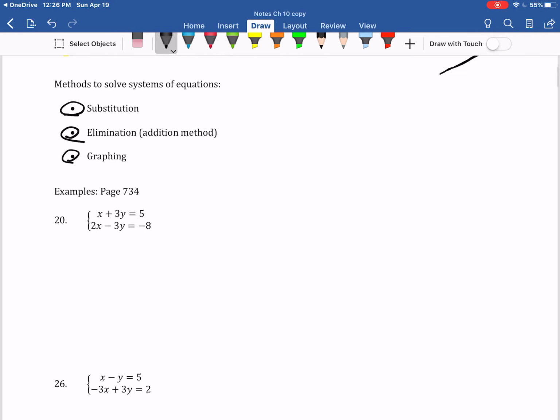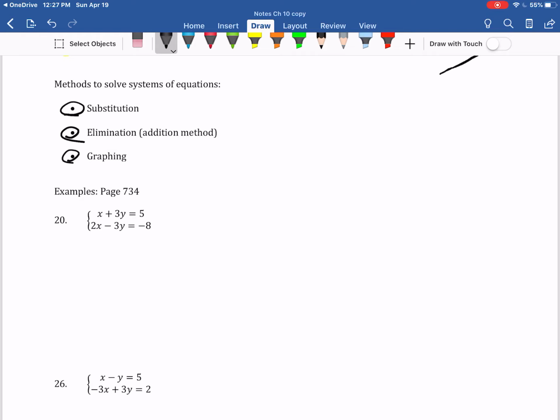So you have to look at your system of equations and decide whether you want to use substitution or elimination. Here's what you're looking for. If one of your equations is already solved for a variable, if it already has x equals some expression or y equals some expression, I would probably use substitution in that case. You're going to see an example shortly where that would be appropriate. This example is not set up that way.